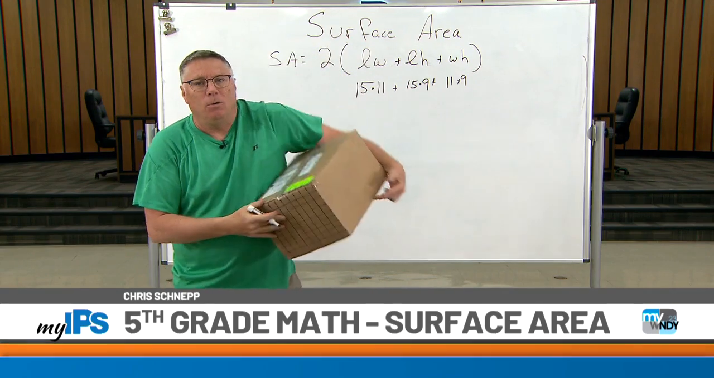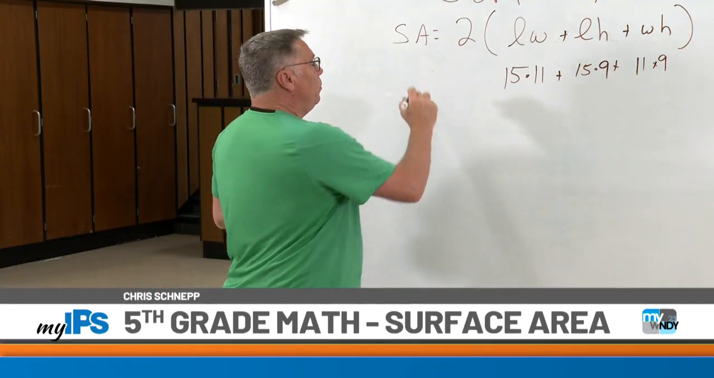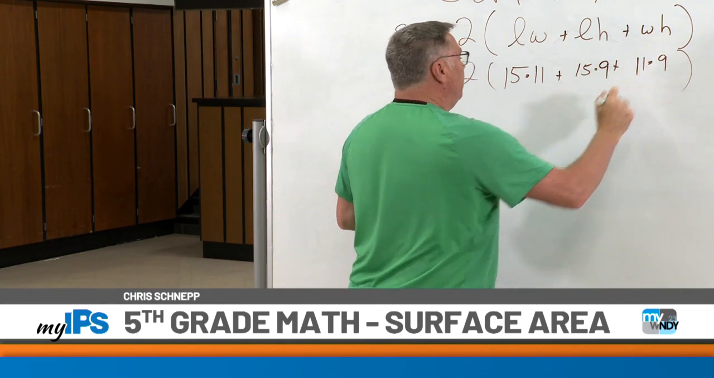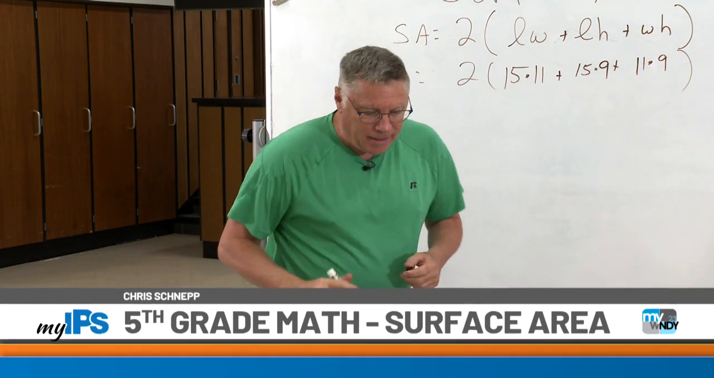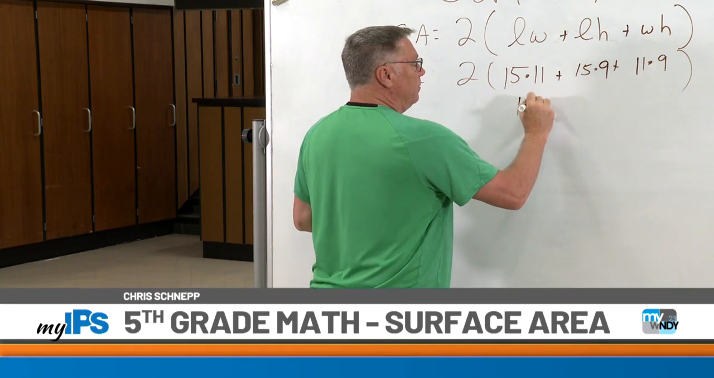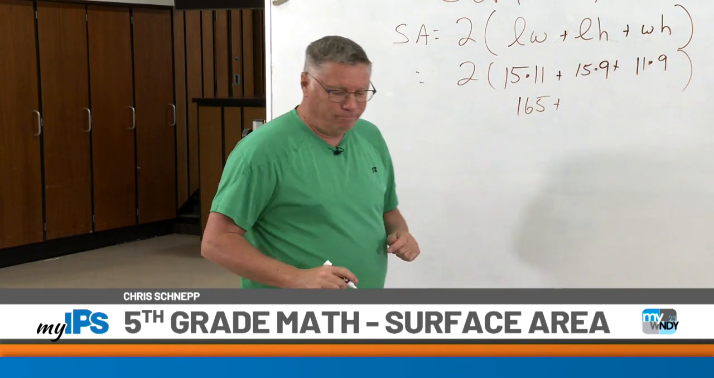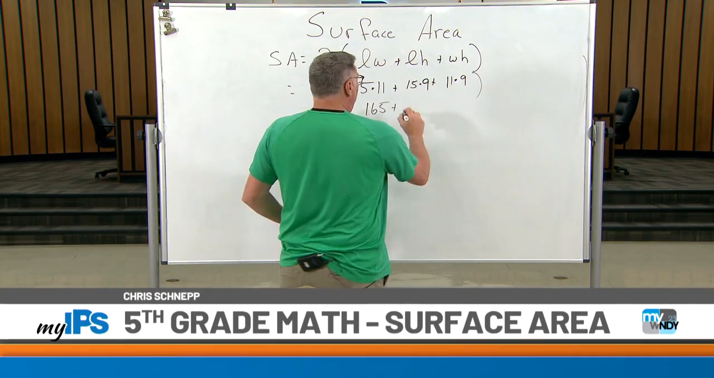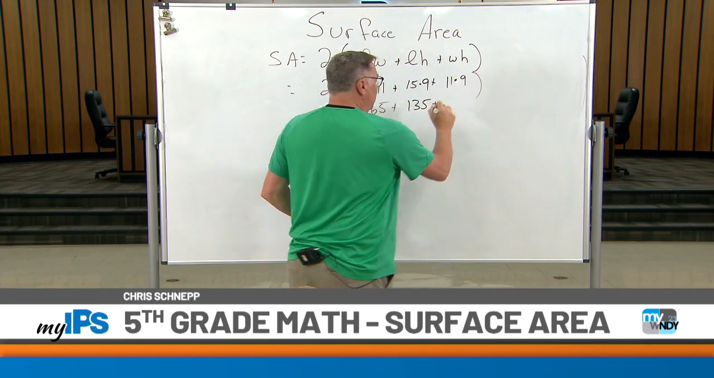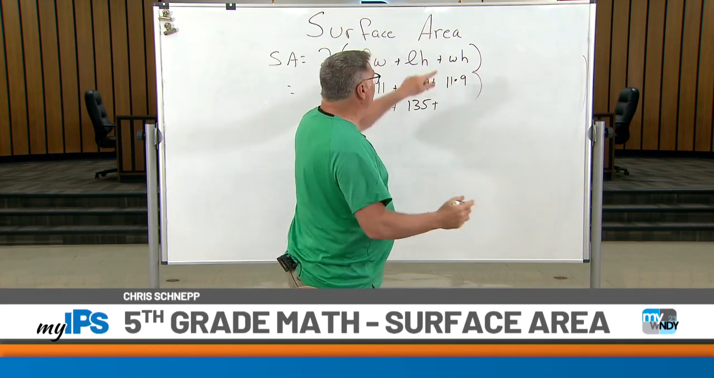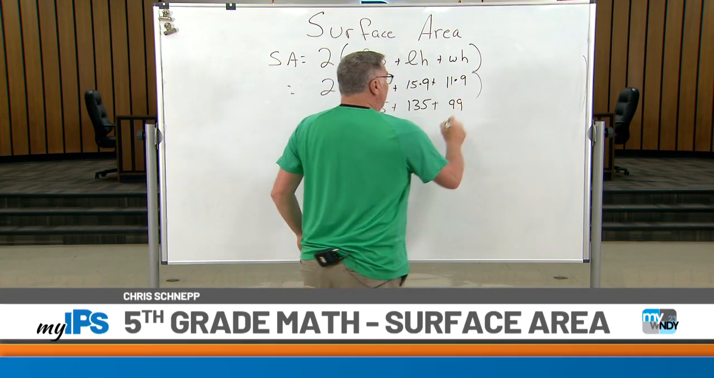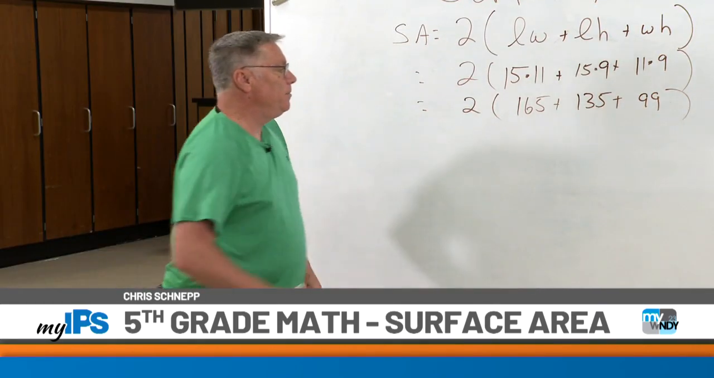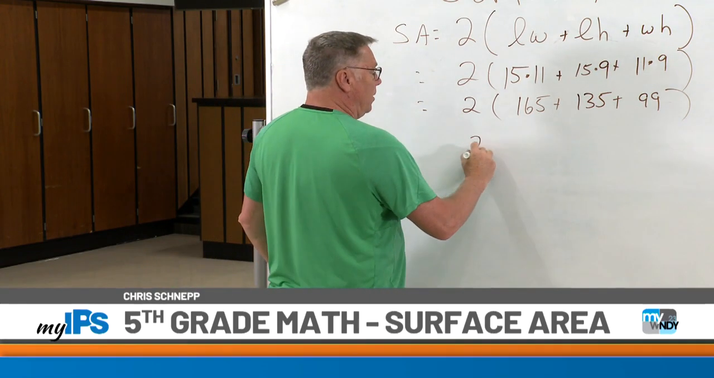Now we're going to use the order of operations and solve it. 15 times 11 is 165. I knew that in my head. Our length times our height is 135. And our width times our height is 99. So now we've got 2 times those numbers. We're going to add all these numbers together.